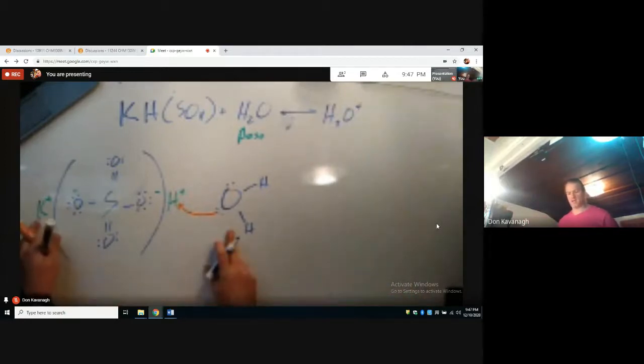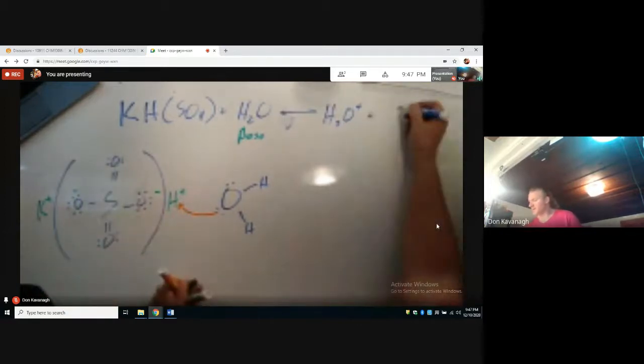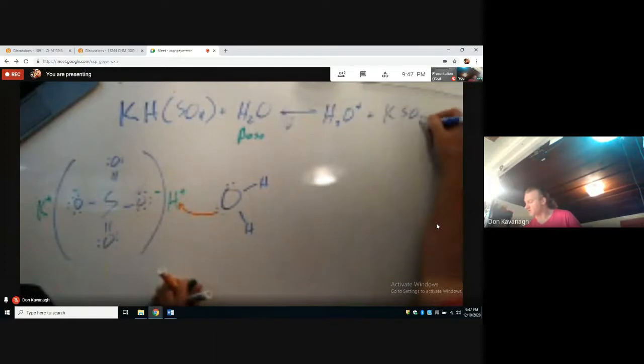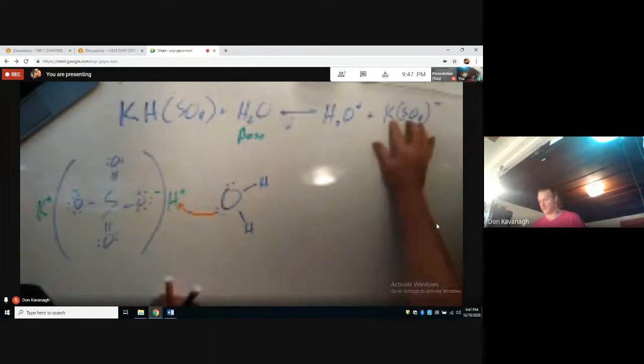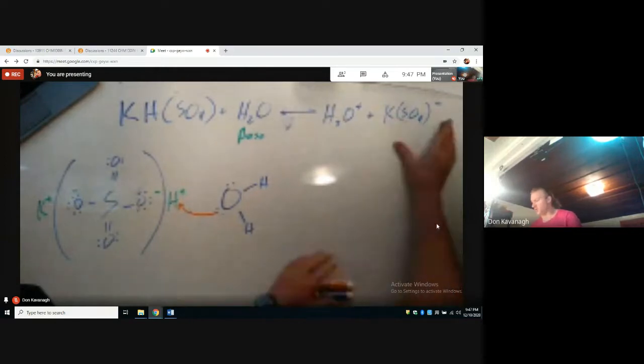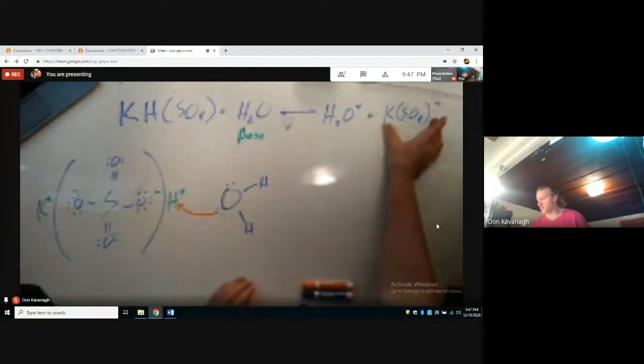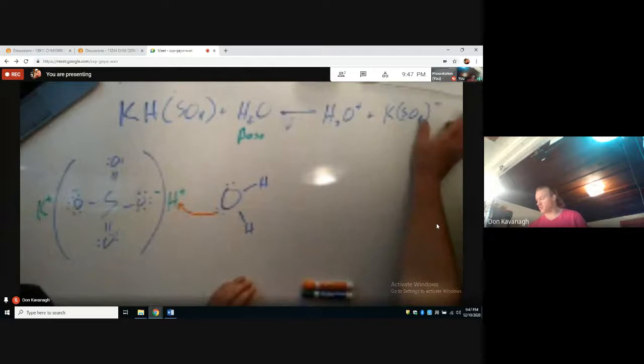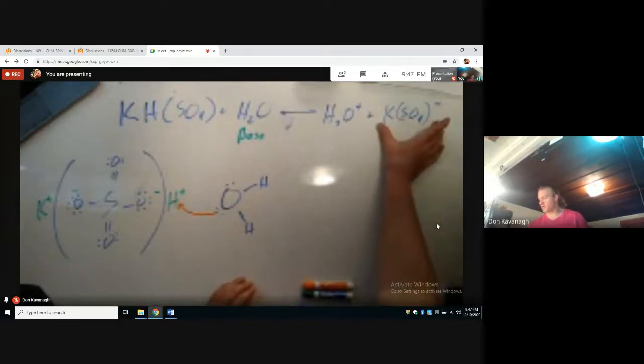K SO4 negative is our other product there. This whole thing carries the negative charge. This negative charge up here is saying that this whole thing together has a negative charge of -1.